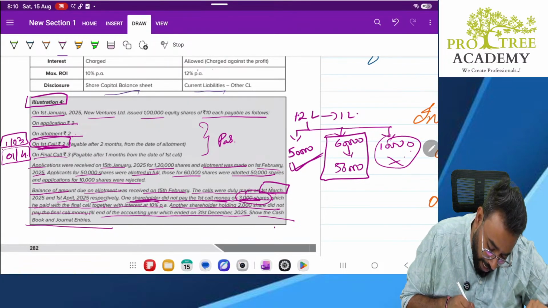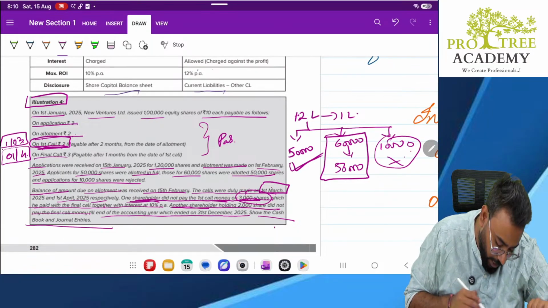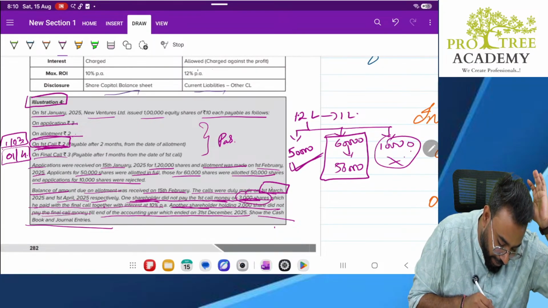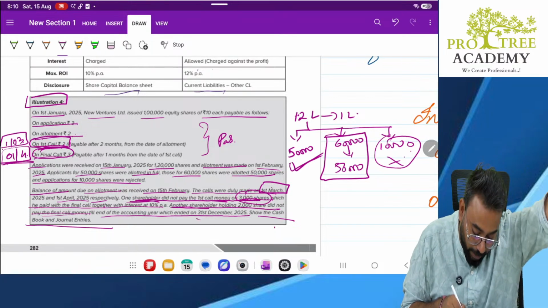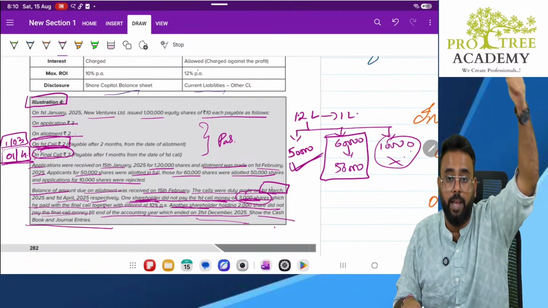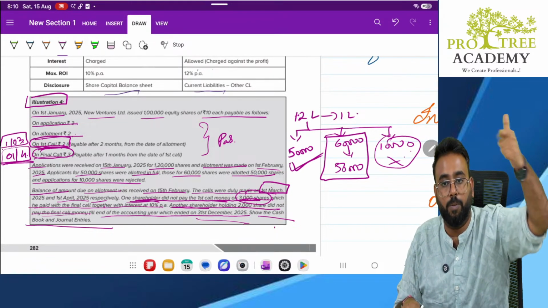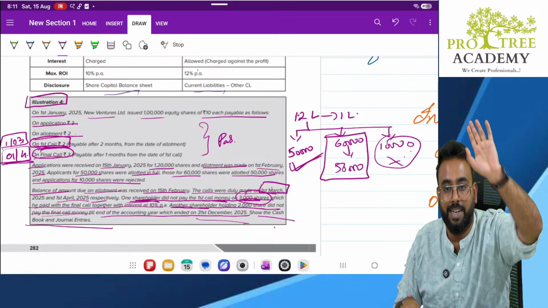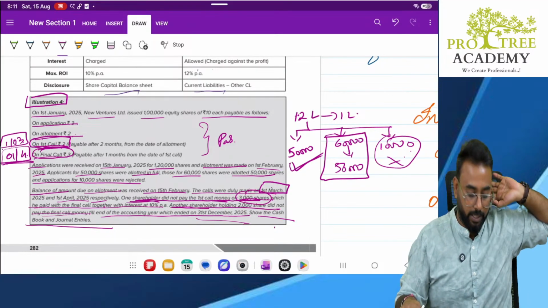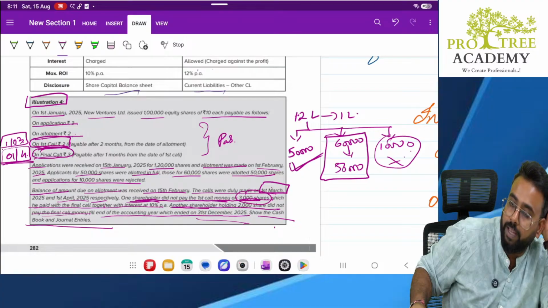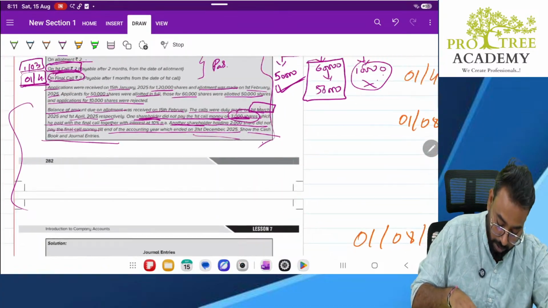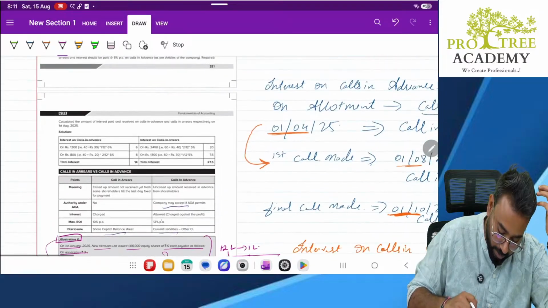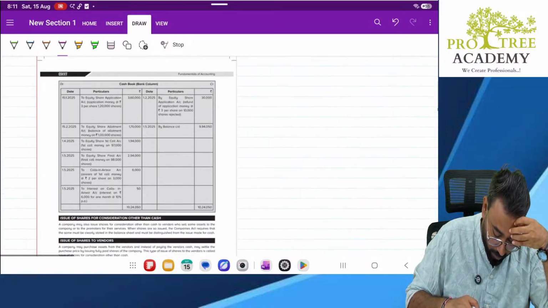Then another shareholder holding 2,000 shares did not pay the final call. He didn't pay the final call when it was due from 1st April, and he did not pay till 31st December. So April, May, June, July, August, September, October, November, December. So till December you have to pay interest. Clear? Please try to solve. It is a very easy, very quick sum, not so many adjustments as we see right now. Clear? Okay.